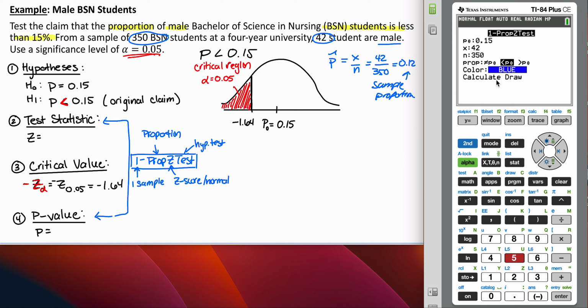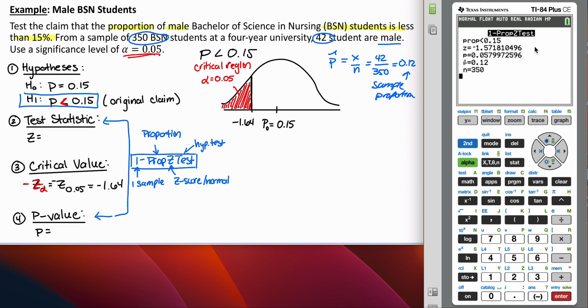Okay, let's go on and talk about this fourth line. This fourth line should match up with your alternative hypothesis. So go to the alternative hypothesis and match that up. It's saying the proportion p should be less than p naught, where p naught is 0.15. So p less than p naught, or less than 0.15. That means you're going to choose the second option. So please make sure that you press enter to actually highlight that option. And then now let's press calculate.